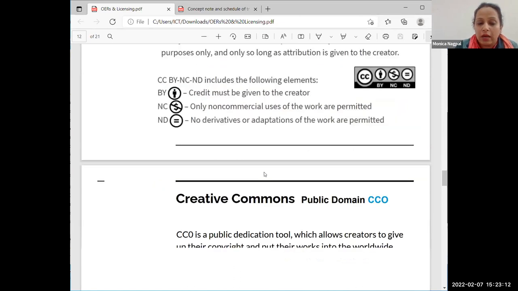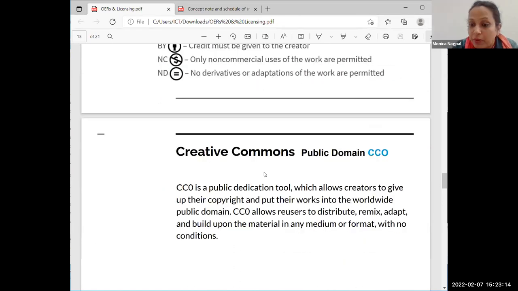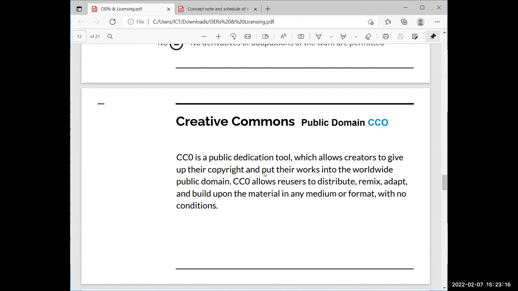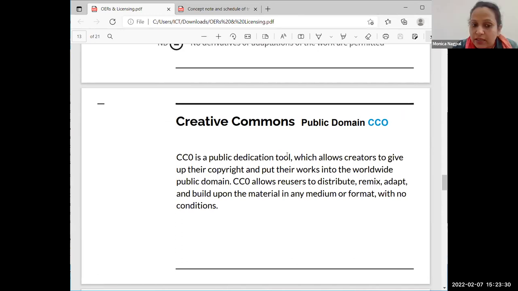So now the next thing we have discussed is public domain. And in CC also there is a license which is called CC0, which shows it as a public domain. Now here zero means that you don't have to even give the attribution. The license says that it is a public tool and CC0 is allowing you to reuse, distribute, remix, adapt and build upon in any medium, any format with no conditions.